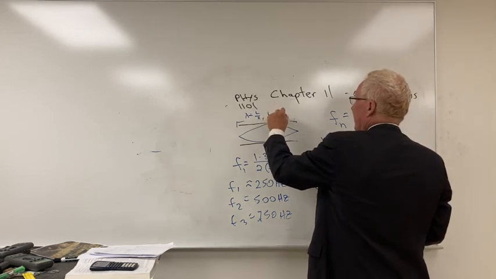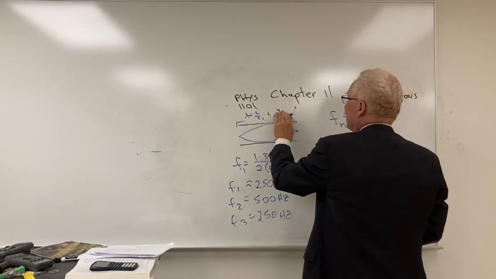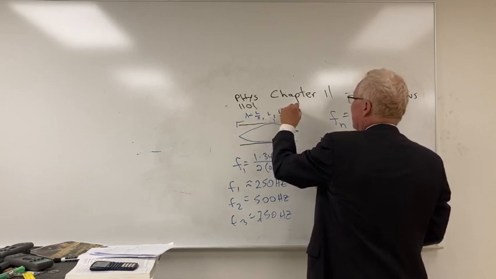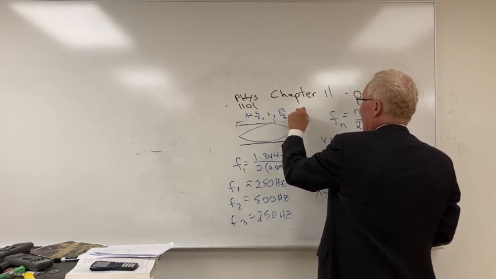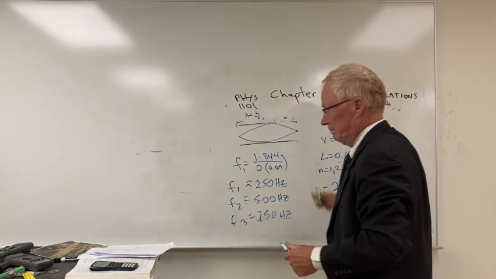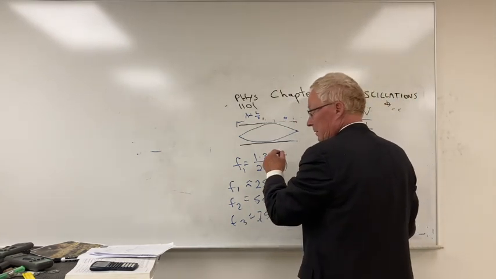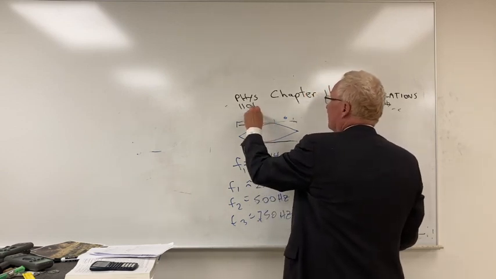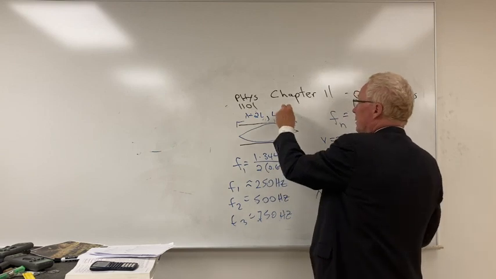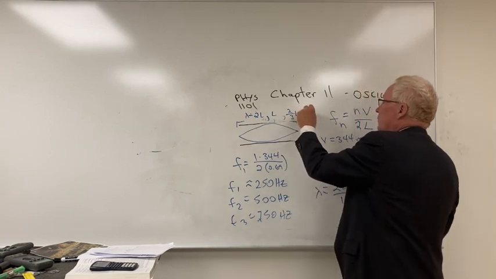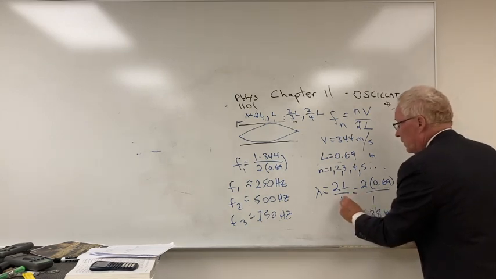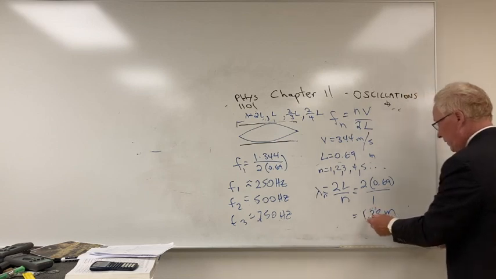So this first one will be L, wavelength will be 2 × L. Next one will be L. Next one will be 2L over 3, 2L over 4, and so on. So that's how you calculate the wavelengths there, because the wavelength is given by 2L over n. So for n equals 1, it's 1.38 meters.